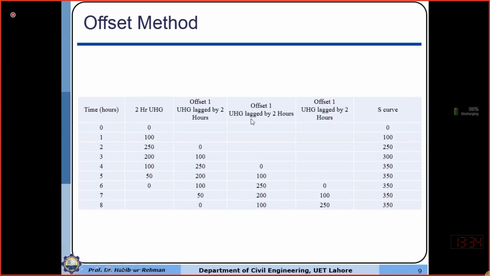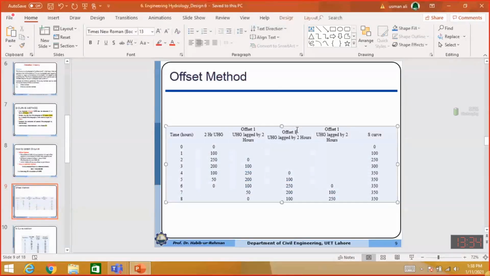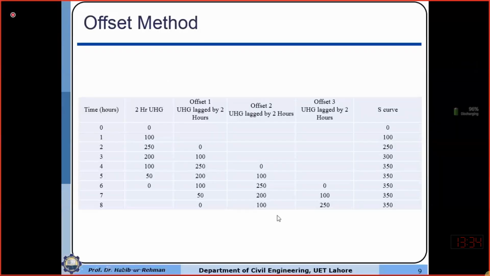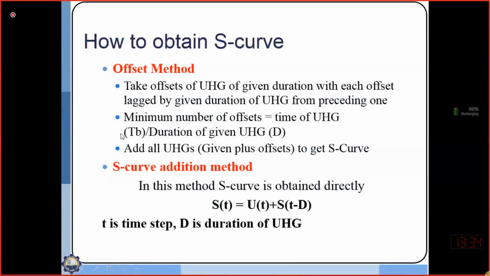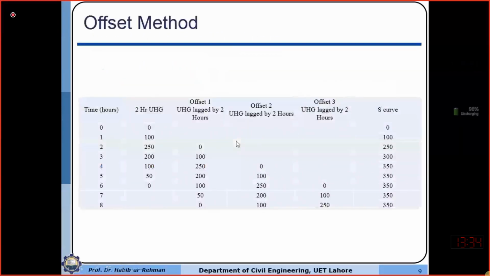So you will take a number of offsets. How many offsets to be taken? This is offset number 1, this is offset number 2, this is offset number 3. So the minimum offsets required are the time base of the unit hydrograph divided by the duration of the unit hydrograph. What is the time base of the unit hydrograph? That is 6 hours. So 6 hours of data is given to us. This is the time base of the unit hydrograph. What is the duration of the unit hydrograph? That is 2 hours. So 6 divided by 2, so at least 3 offsets are to be taken.